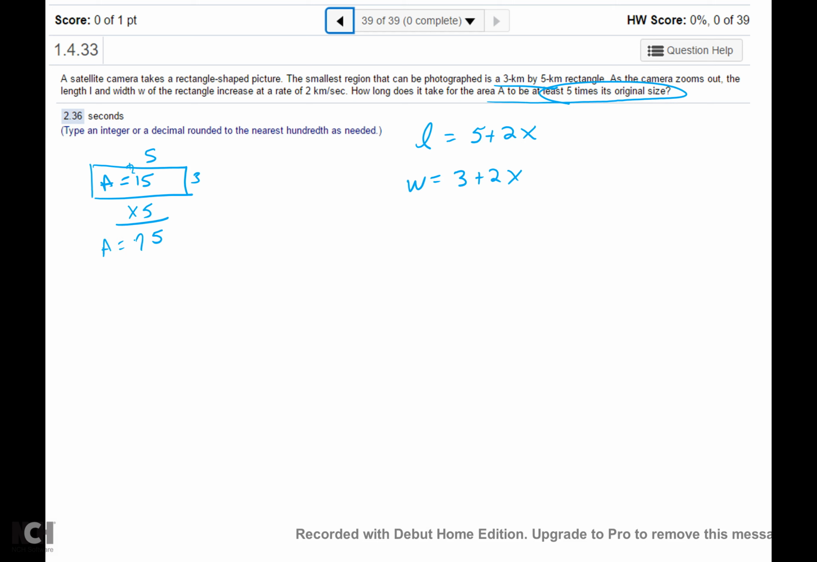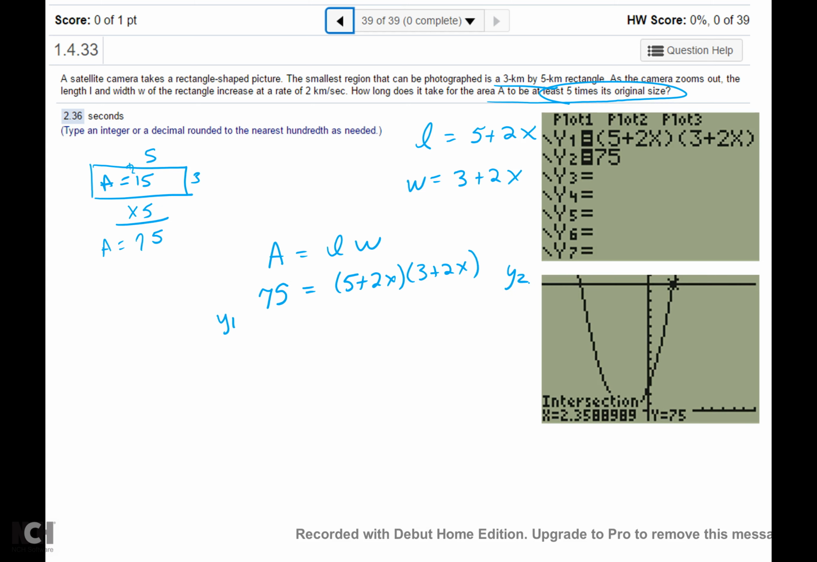So what I want to know is, how long will it take for the area? Well, area is length times width. I want to know, when is the area going to be 75 if my length is 5 plus 2x and my width is 3 plus 2x? You could do this by hand, foil everything out, get 0 on one side and do the quadratic formula. Or, remember how we said we can solve anything, we can call this side y1 and this side y2. So I typed in that for y1, that for y2, set my window to go as high as 75. And then I calculated, there's two intersection points.